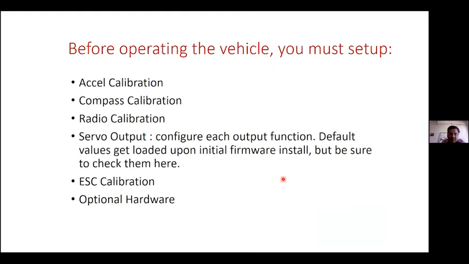So now you can tell your family what a drone is, how we can assemble it, and how we can calibrate it. Before you go on the flight, even if it was calibrated earlier, my suggestion is that you at least go for these 6 calibrations again: accelerometer calibration, compass, radio, servo output, ESC, and some kind of optional hardware if you have. It should also be calibrated before any flight. So if it is your first flight on any day, you have to go for all these calibrations.